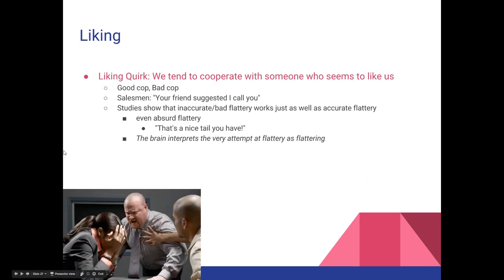And the next quirk is the liking quirk, and that's a phenomenon where we tend to cooperate with someone who seems to like us. This is exactly why good cop, bad cop works. The bad cop comes in and roughs you up, and you just feel low, you feel like crap. It'd be nice to have a friend, and then boom, the good cop comes in, has the bad cop back off, pulls its leash back, and then you're more inclined to cooperate with them. And salesmen tend to exploit this by referrals. They'll say things like, hey, your friend suggested I call you, blah, blah, blah.